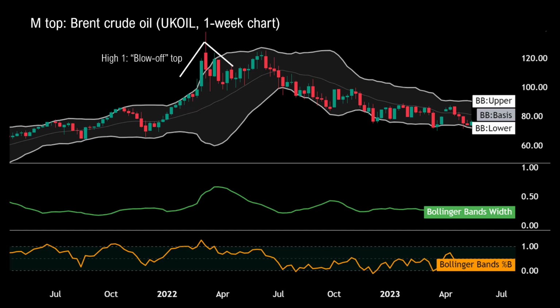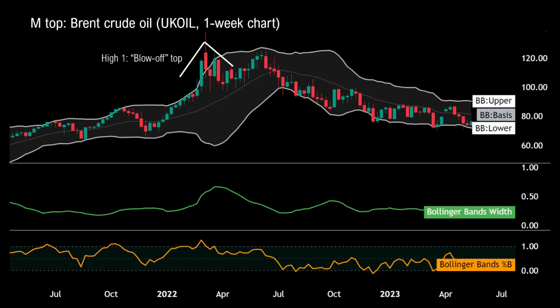As you can see, the first high was essentially a blow-off top. Notice how the price wicked way above the top Bollinger Band, but still finished in the red by the end of the trading week. Clearly, the smart money would have taken a lot of profit here, and the dumb money would have been buying in as oil prices went vertical and euphoria was at its peak.